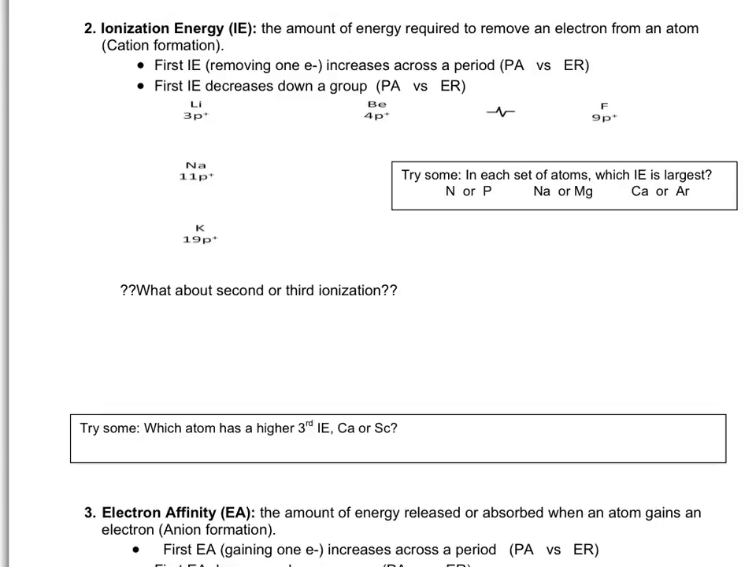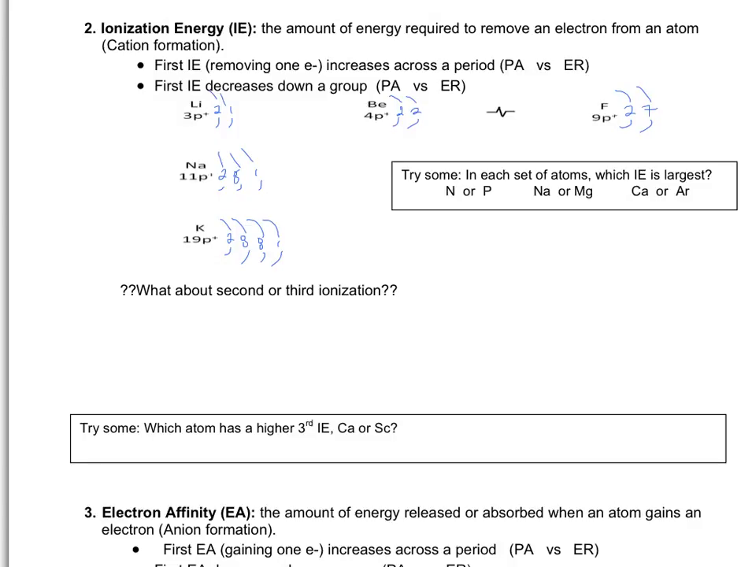Let's have a look at the trend for ionization energy. Ionization energy is the amount of energy required to remove an electron from an atom. Basically, it tells you the tendency for that element to form a cation. Pause the video and copy down the same Bohr diagrams from the other page. We'll use them again to compare structures of atoms.